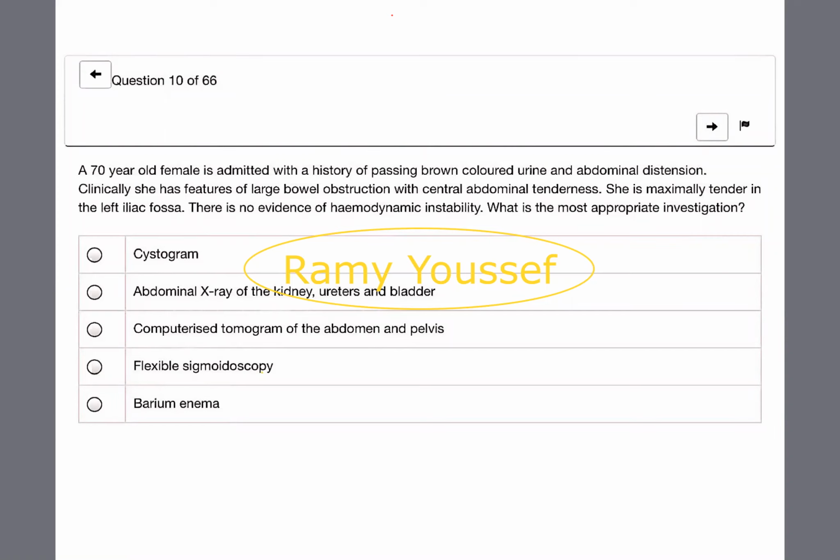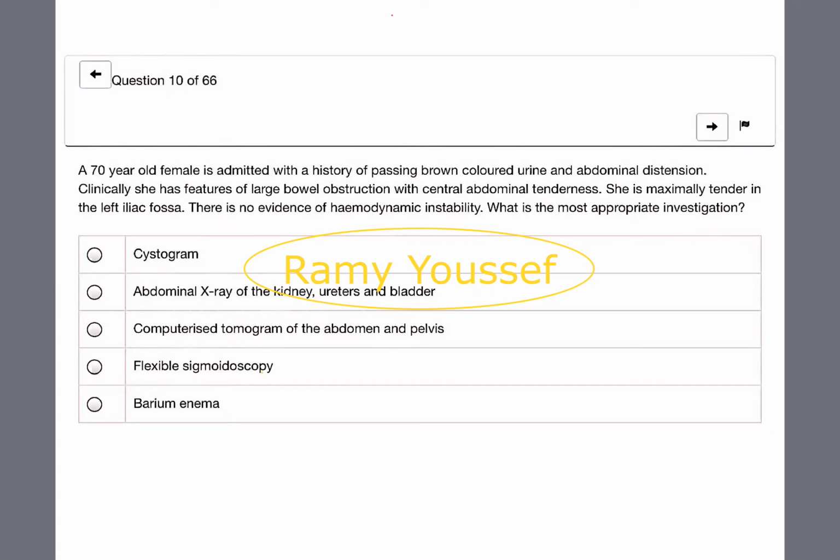She has features of large bowel obstruction, and she is maximally tender in the iliac fossa. So she has a problem with the GIT, with large bowel obstruction, together with a genitourinary problem. So most commonly brown-colored urine, he didn't tell you dark-colored blood, it is brown-colored urine. So there is stool. So there is a colovesical fistula in old age. Okay, she is maximally tender in the left iliac fossa.